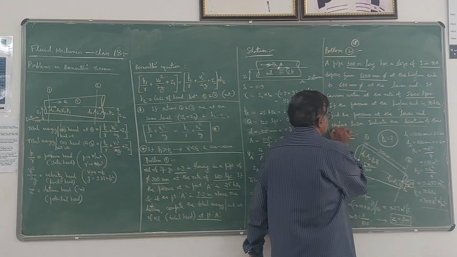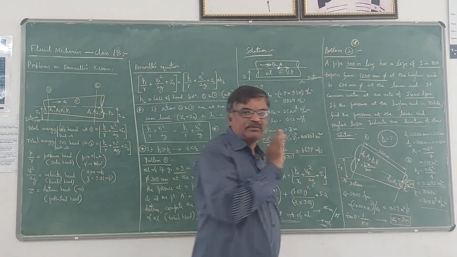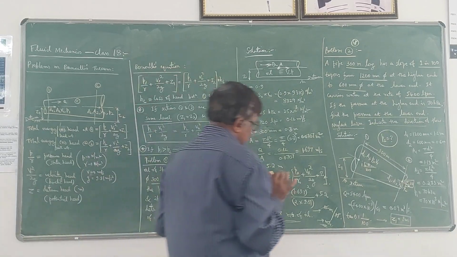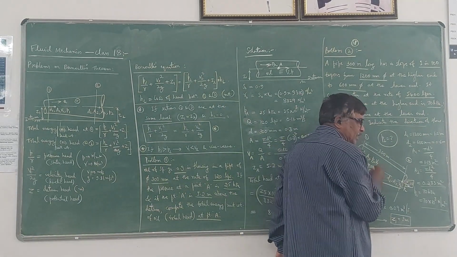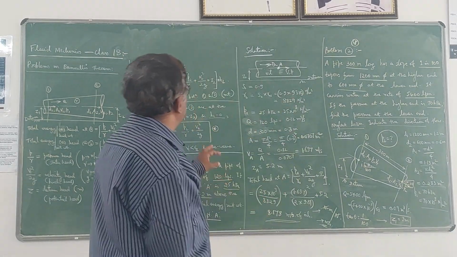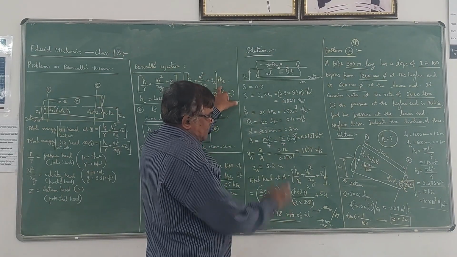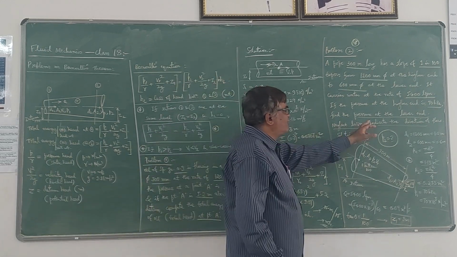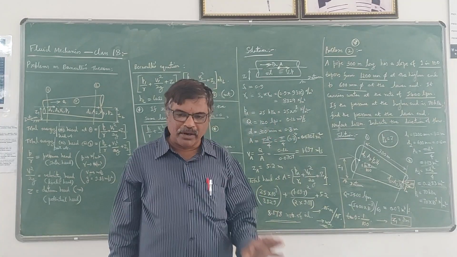Neglect losses, so HL will be 0 here. He has given that there are no losses during the flow. There will be losses, but they are very small, so you can neglect them. HL value you can take as 0 here. So this is the problem he has given. He has asked for the value of the pressure at the lower end, the P2 value.